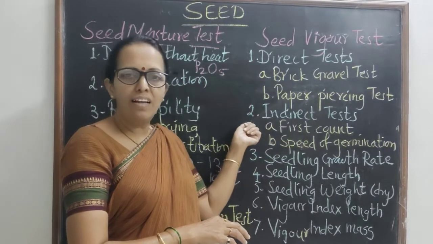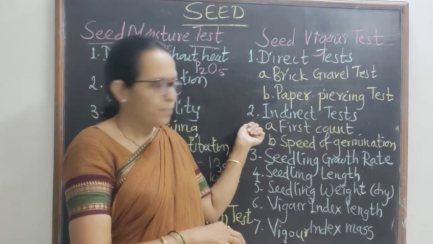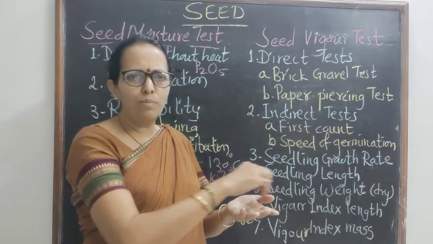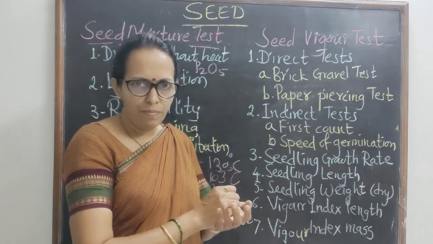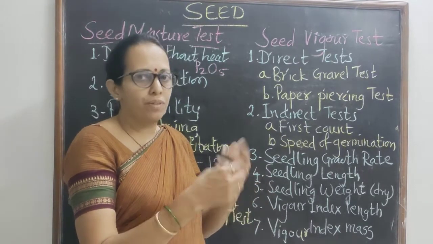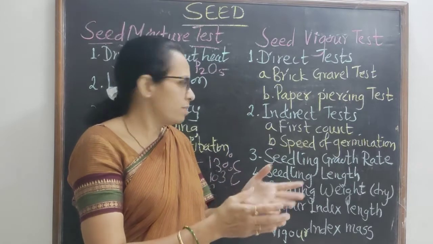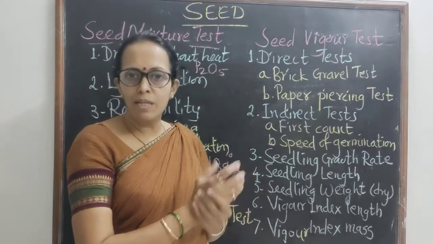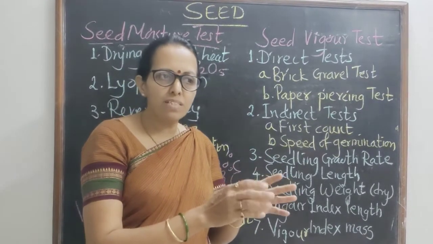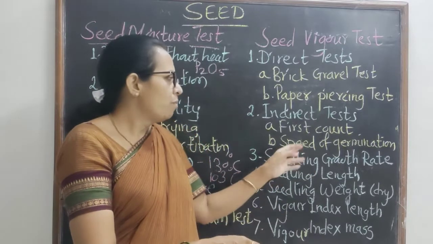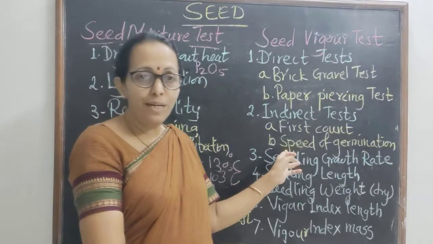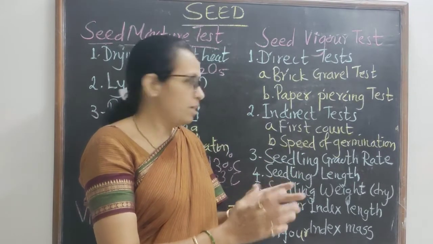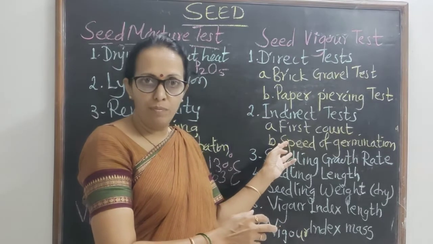Next, some indirect methods are there. That is the first count method, the normal count of germination, that is, which seed emerges first during the germination process, and that is the first count method. Second, speed of germination, that is, when we keep some amount of seeds for germination, the seed which grows fast, that speed is considered as the vigor of the seed.